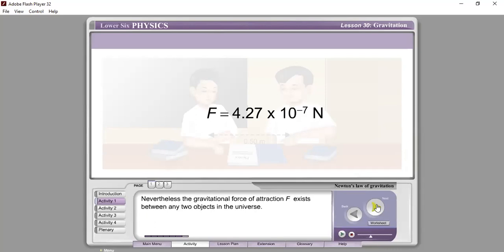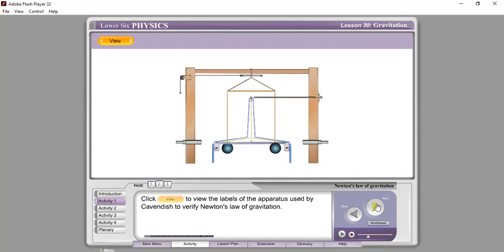Nevertheless, the gravitational force of attraction F exists between any two objects in the universe. Click View to view the labels of the apparatus used by Cavendish to verify Newton's law of gravitation. This experiment is not in our syllabus, but as extra knowledge, we can see how scientists use the apparatus to verify Newton's law of gravitation.